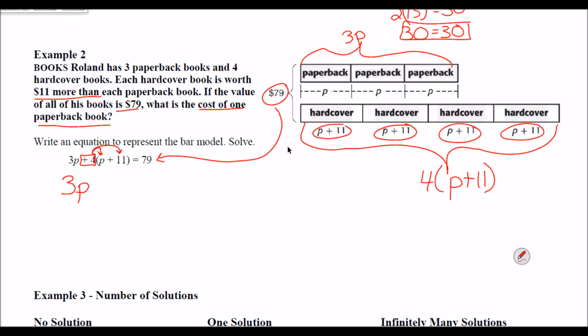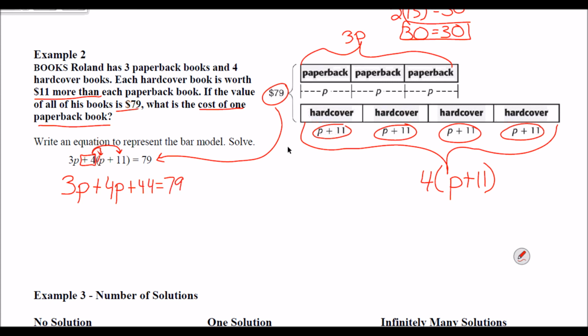If there was a subtraction sign there, we would want to multiply that entire set of parentheses by a negative number. Okay? So, positive 4 times 1p, so that gives us 4p. And then positive 4 times positive 11 makes positive 44.